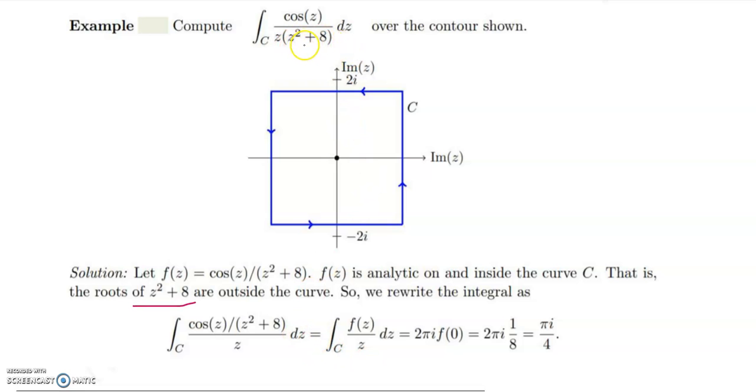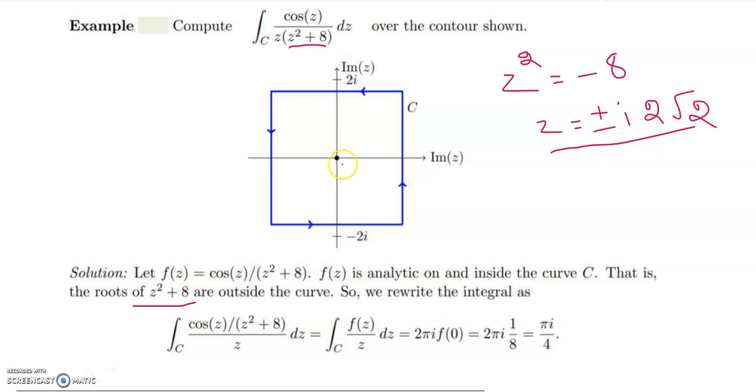If you write z squared plus 8 in factor form, z squared is equal to minus 8, then z equal to plus or minus i 2 root 2. So these points are definitely outside the contour, here, here and here. Outside the contour. So what you do, cosine z and z squared plus 8, you combine and write as f of z. That's why we rewrite the integral.